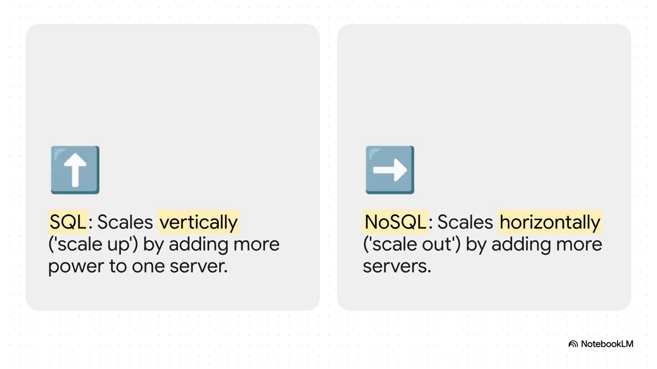Okay, the next trade-off is about how you grow. SQL typically scales up, which is called vertical scaling. You just make your one server more and more powerful, more CPU, more RAM. It's simple, but eventually you're going to hit a wall. NoSQL, on the other hand, scales out or scales horizontally. You just keep adding more cheap servers to the pool. It's almost infinitely scalable, but, well, managing a whole fleet of servers brings its own challenges.